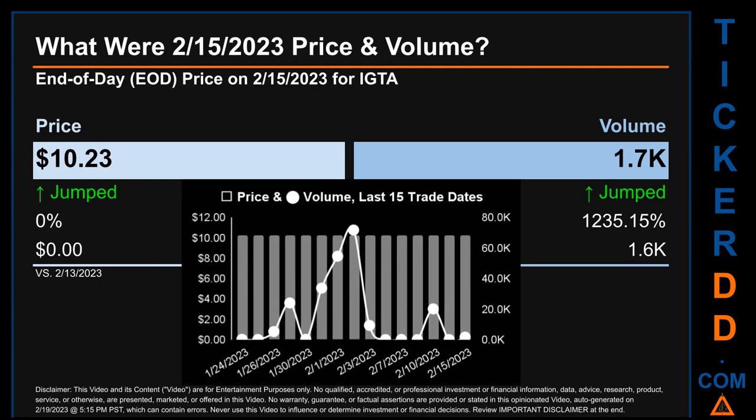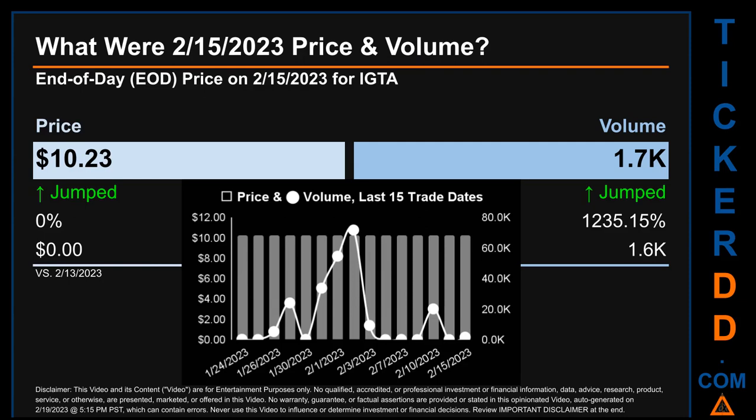What was end of day price and volume for IGTA? On Wednesday, February 15, 2023, IGTA had an end of day price of $10.23 and volume of about 1.7 thousand. Compared to the previous trading day, the price jumped 0%, gaining $0, while volume jumped 1,235.15%, increasing about 1.6 thousand.